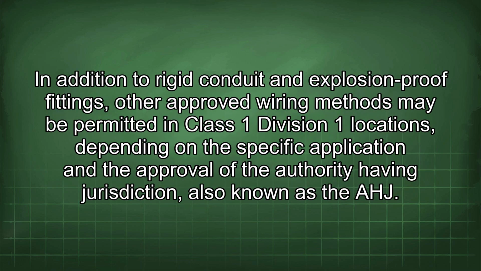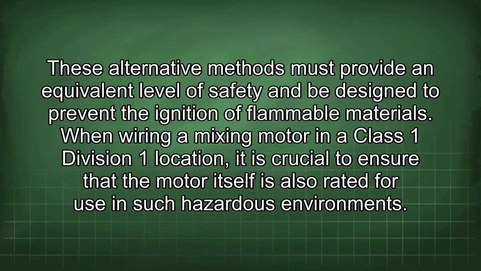In addition to rigid conduit and explosion-proof fittings, other approved wiring methods may be permitted in Class 1 Division 1 locations depending on the specific application and the approval of the authority having jurisdiction, also known as the AHJ. These alternative methods must provide an equivalent level of safety and be designed to prevent the ignition of flammable materials.